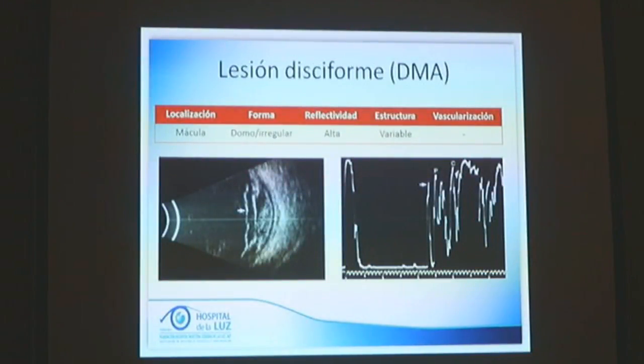Lesiones disformes a nivel macular, que son lesiones totalmente irregulares, puede haber en forma de domo y la reflectividad tiende a ser alta. Prácticamente la estructura es variable y aquí se dan cuenta la conformación es diferente. Tenemos una lesión irregular anterior de reflectividad media alta y prácticamente todo el contenido de la lesión es de reflectividad media a alta, pero que llegan y sobrepasan la línea media de la lesión.